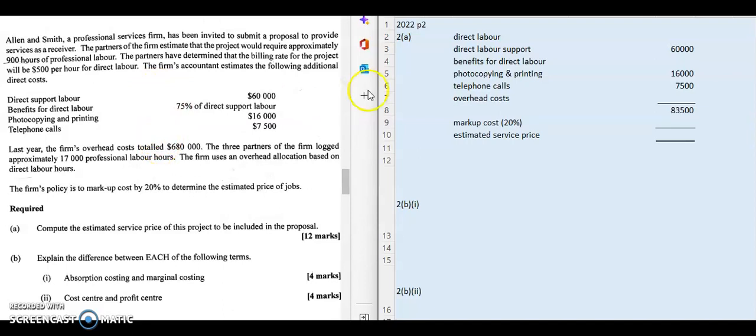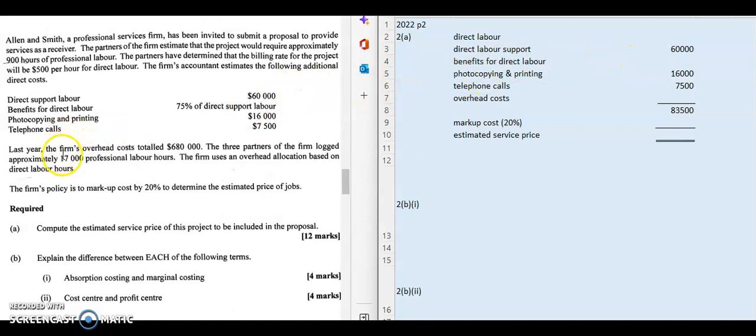So I've set up the table, basically what we need and what was given. For example, we were told that the partners think that a project would require 900 hours of professional labor, and they're charging $500 per labor hour. So we have to calculate the direct labor. We were given some additional direct costs, and I have slotted them in. We're supposed to calculate the benefits for that direct labor, so we're going to calculate that as well.